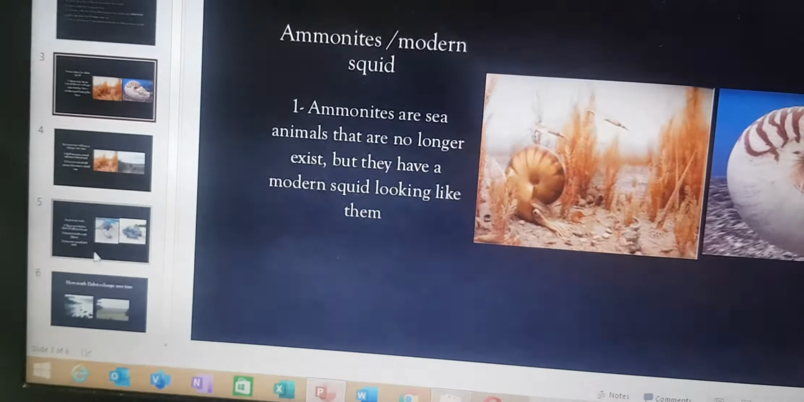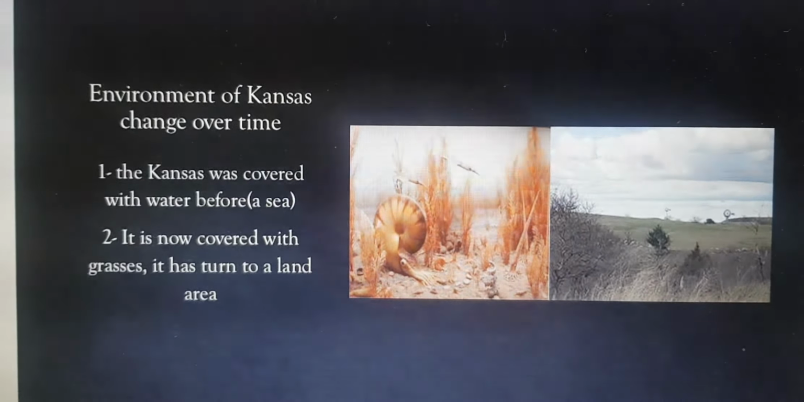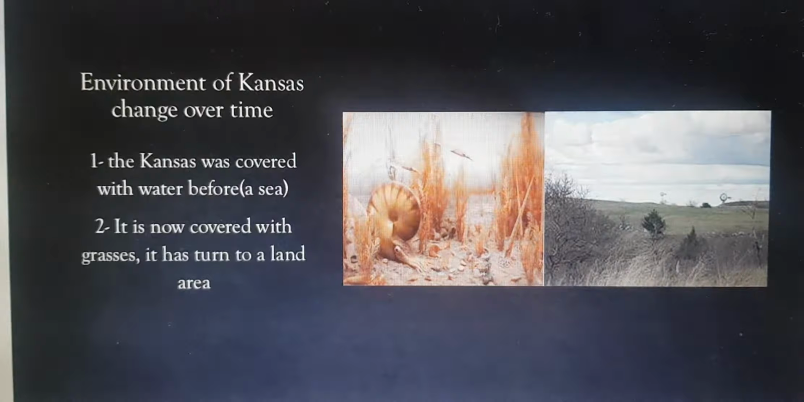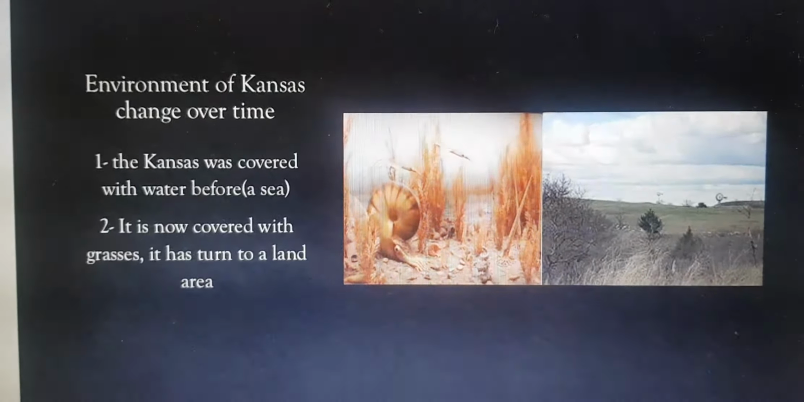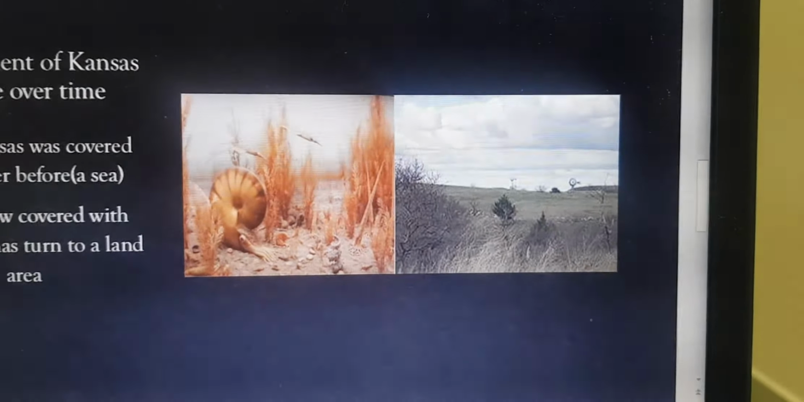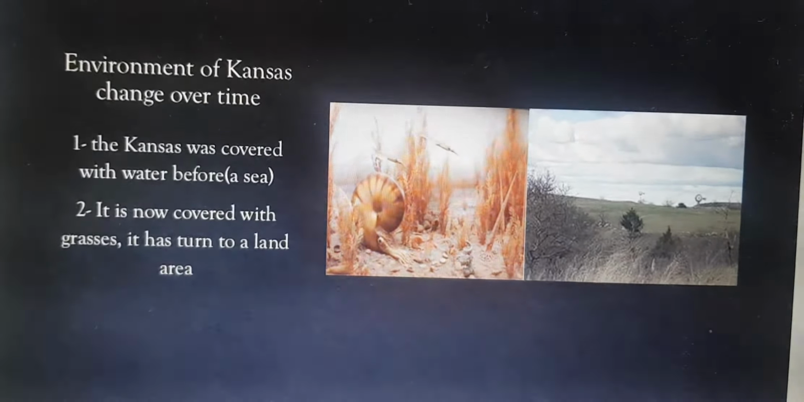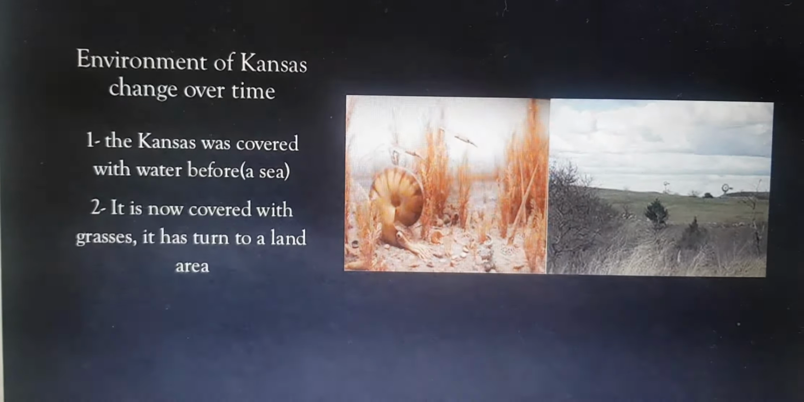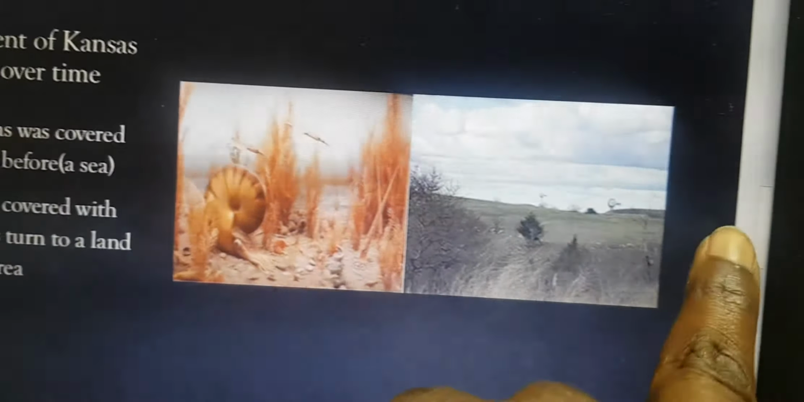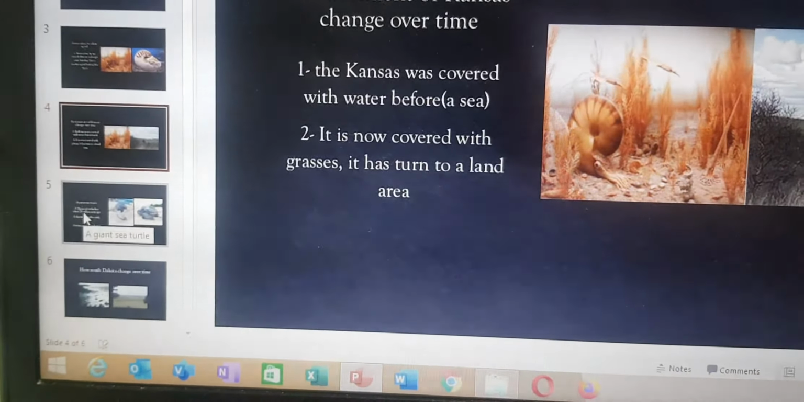So let's look at how the environment changes over time. The environment of Kansas was a sea area, a land covered with water, where you have the ammonite inside. After a time, the scientists did research and found out that the sea had been covered with grasses and has now become a land. So the environment changes from a sea area to a land area. A sea, a land. Okay, now let's look at the next one.